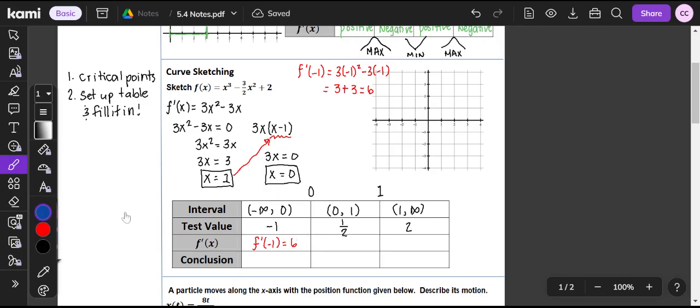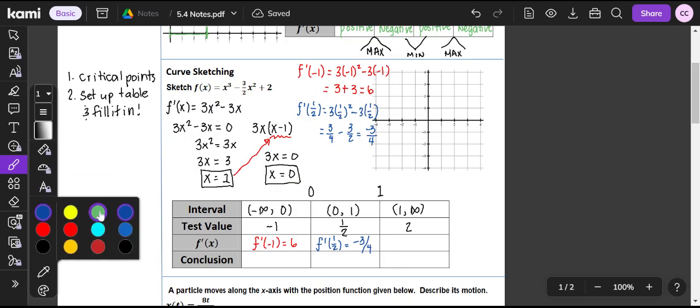All right, and I can do that with all of my test points. So for this next one, I have 1/2. Right, so I'm going to do f prime of 1/2. It's going to be 3 times 1/2 squared minus 3 times a half. 1/2 squared is a fourth, so this is 3/4 minus 3/2. If I think of 3/2 being the same as 6/4, I have 3/4 minus 6/4. This is -3/4. So f prime of 1/2 is equal to -3/4.